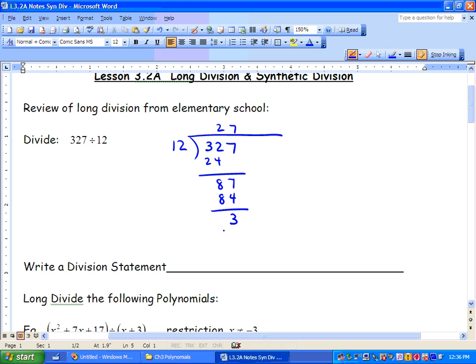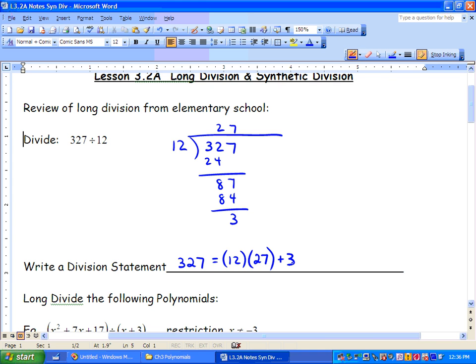One of the division statements is starting with the 327 and then asking yourself, how do you get that answer? And what you do is you take your 12 and you multiply it by the answer you got, which was 27, and then you need to add on the remainder, so you have that plus 3.